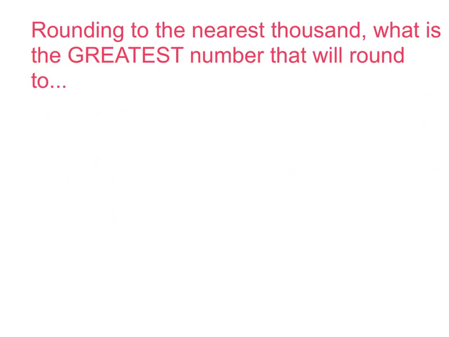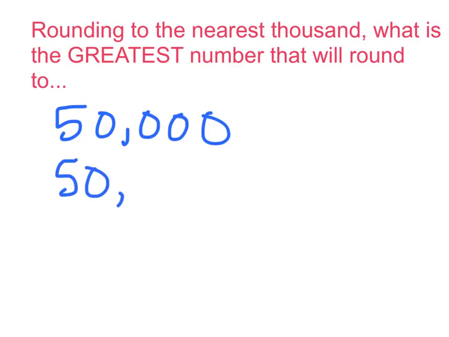Let's try another. Our next number is 50,000. Rounding to the nearest thousand, what is the greatest or largest number that will round to 50,000? Okay, so once again, we know we need to be bigger than 50,000. Our quantity has to have a value higher than 50,000. So if we're rounding to the nearest thousands, we know our 50 is going to stay as is. We need to change the hundreds, tens, and ones place, not the thousands or the 10,000s place.